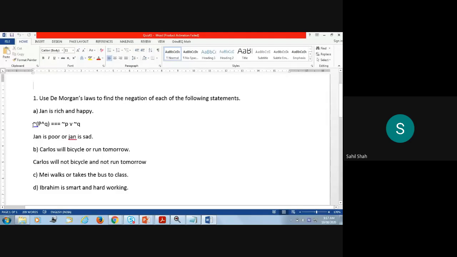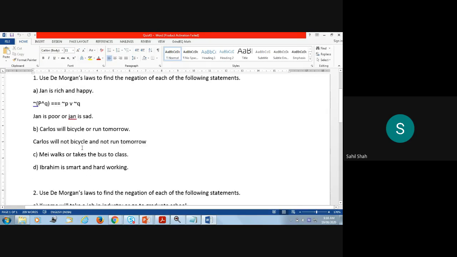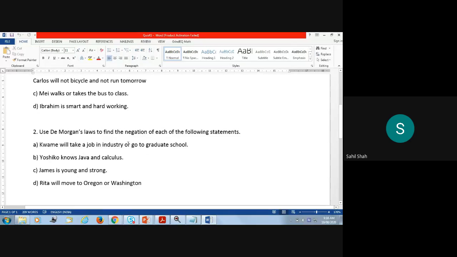symbol. That means if I apply negation to P disjunction Q, the result will be negation P conjunction negation Q. Based on this, you were supposed to solve question number 1 and question number 2. In case of OR, you have to put AND, and if the sentence is normal, you have to put not at the appropriate place so that the given statement or proposition becomes its negation.